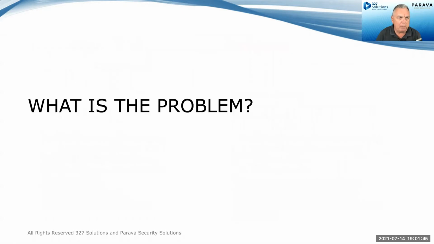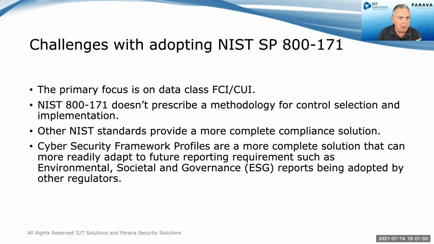So, what exactly is the problem? Well, the nature of the problem is essentially one of NIST Special Publication 800-171 itself. The primary focus of NIST Special Publication 800-171 is on federal contract information and controlled unclassified information. What it doesn't give you is a methodology for control selection and implementation. We have other NIST standards, however, that do provide you with a more complete compliance solution.